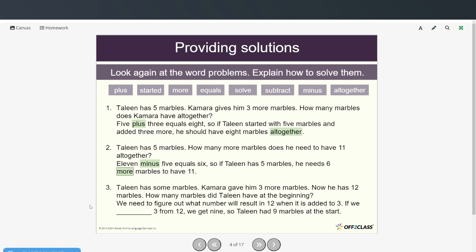Talene has some marbles. Kamara gave him 3 more marbles. Now he has 12 marbles. How many marbles did Talene have at the beginning? So we need to figure out what number will result in 12 when it is added to 3. If we subtract 3 from 12, we get 9. So Talene had 9 marbles at the start.